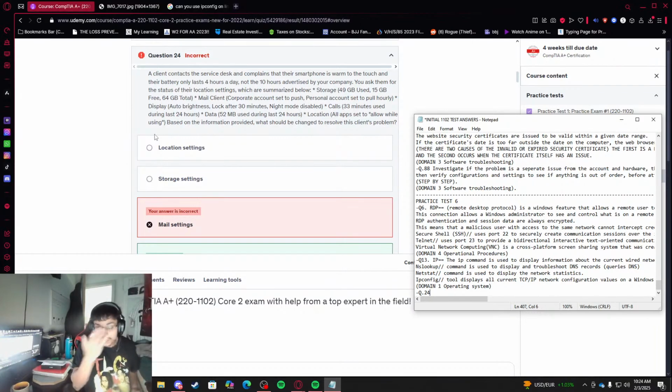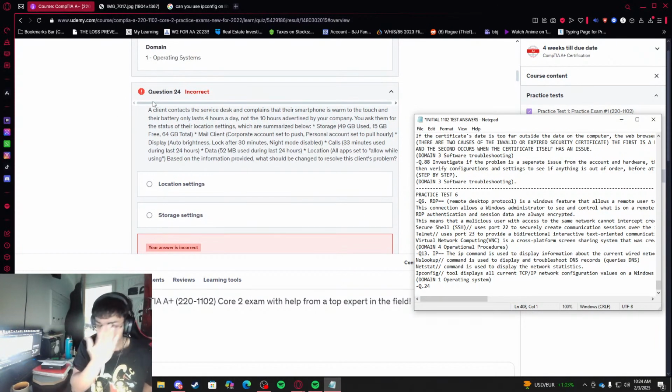All right. Next question. Client contacts the server desk and complained that their smartphone was warm to the touch and their battery only lasts 4 hours a day, not the 10 hours advertised by your company. You ask them the status of their settings, which is summarized below. This one's a hard one. Storage, 49 gigabytes used, 15 free, 64 in total. Mail client, corporate account set up to push. Personal account set to pull hourly.